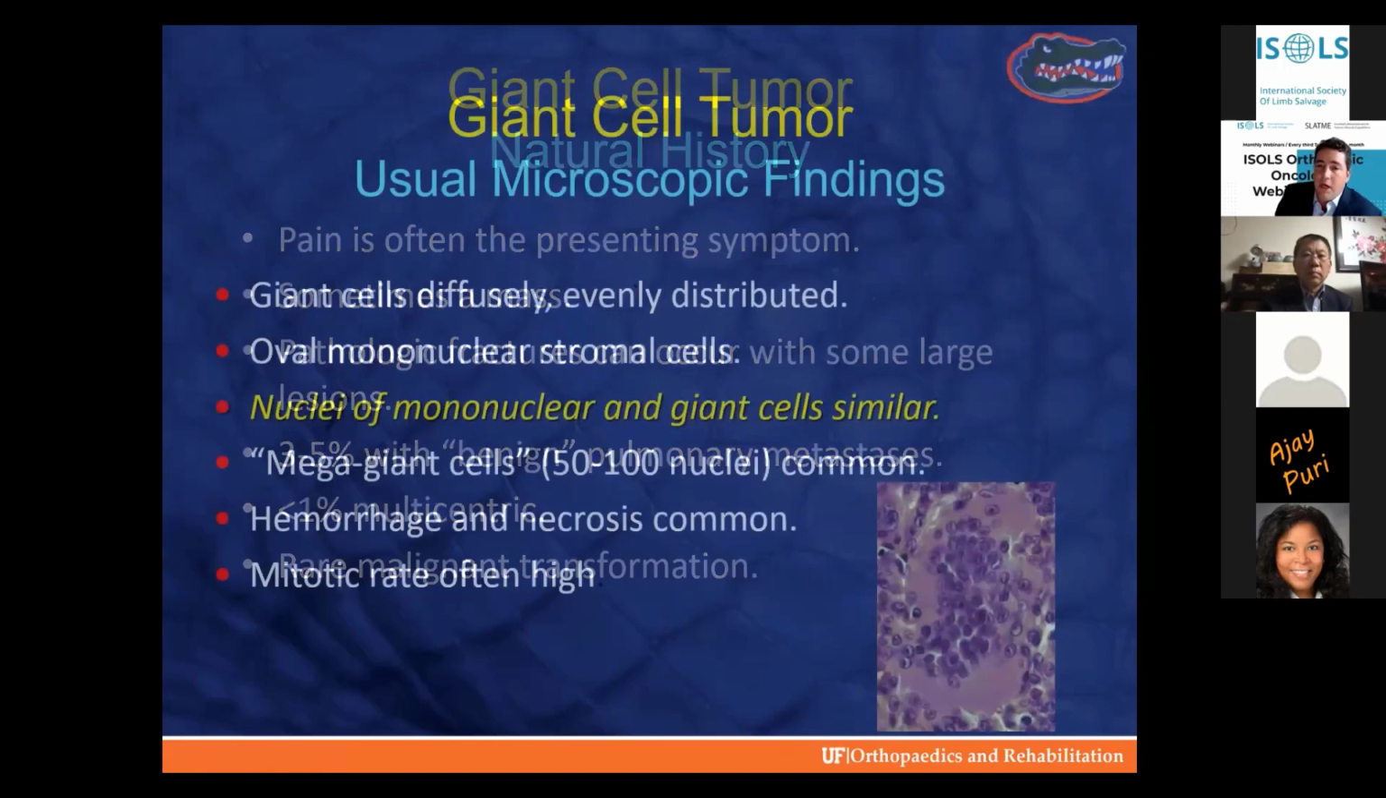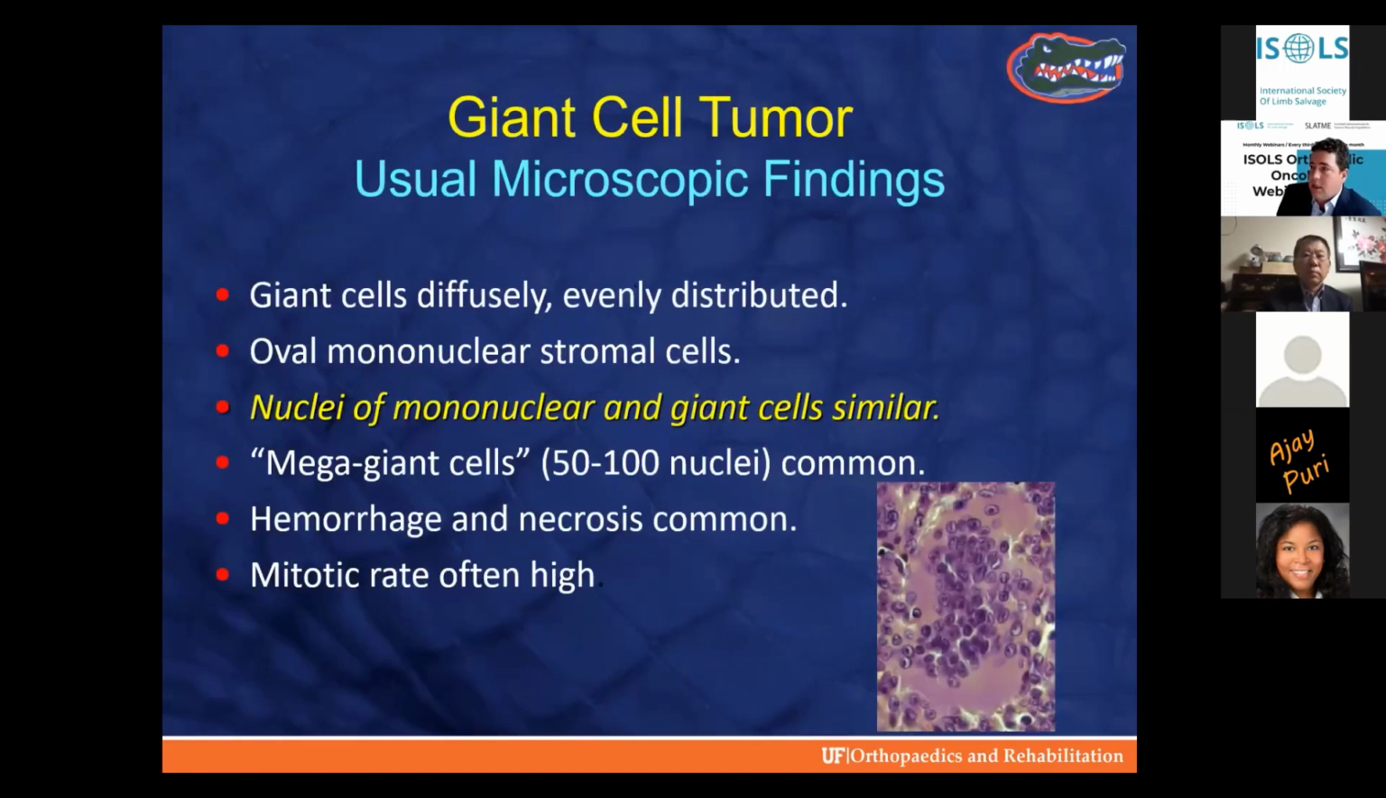When you look at it under the microscope, the giant cells are diffusely and evenly distributed. You have these mononuclear stromal cells, which we saw a lot of pictures of before. The nuclei of the mononuclear cells and the giant cells look very similar, which is kind of diagnostic for our pathologists. These giant cells can have over 50 nuclei. From a pathologic standpoint, you can see hemorrhage and necrosis, as well as mitotic figures in these specimens. And so when you do your frozen, sometimes the pathologists tell us to stop because they do have some concerns.